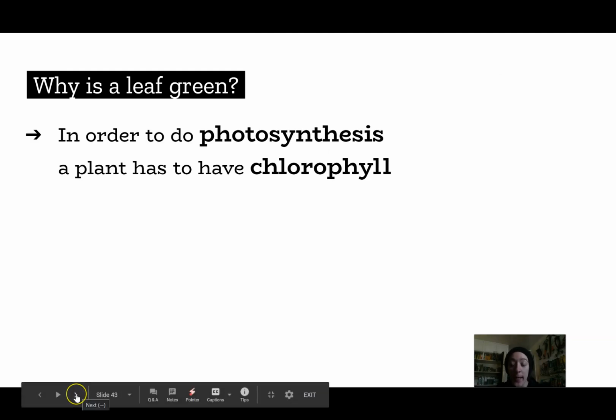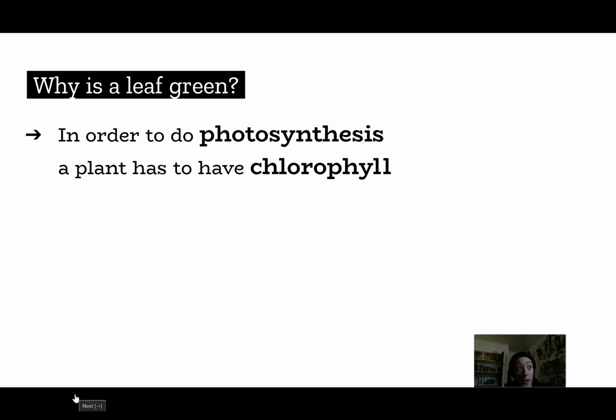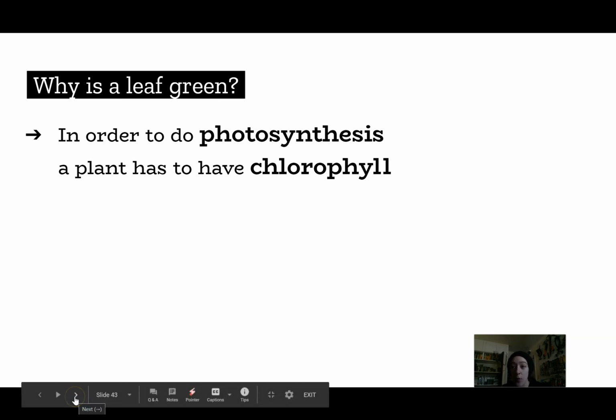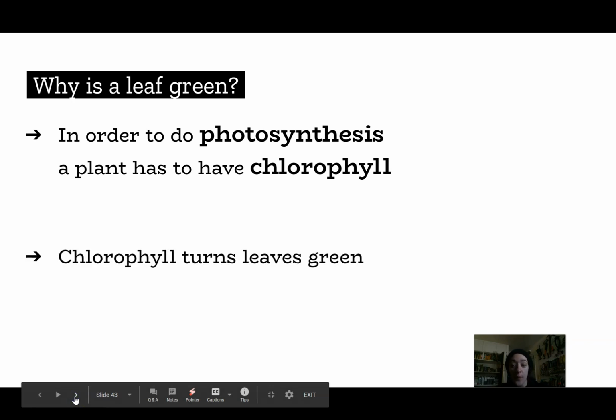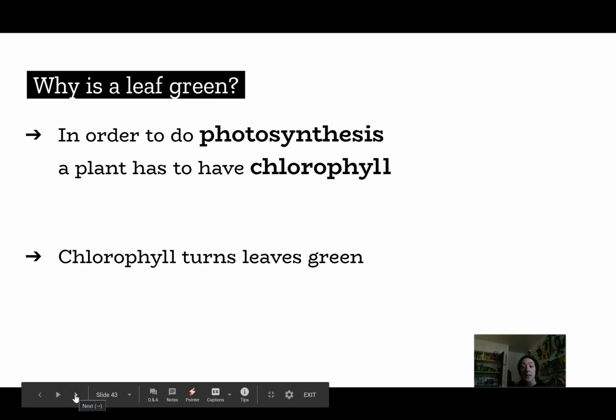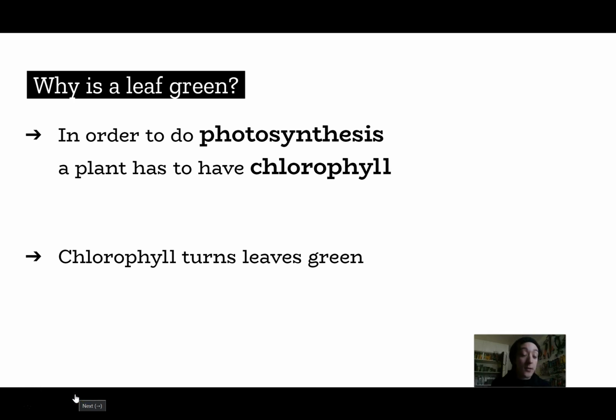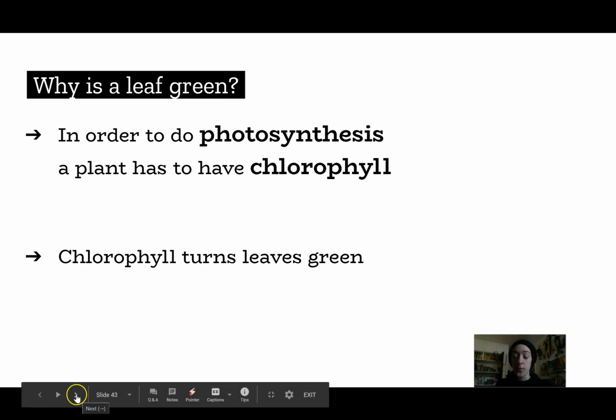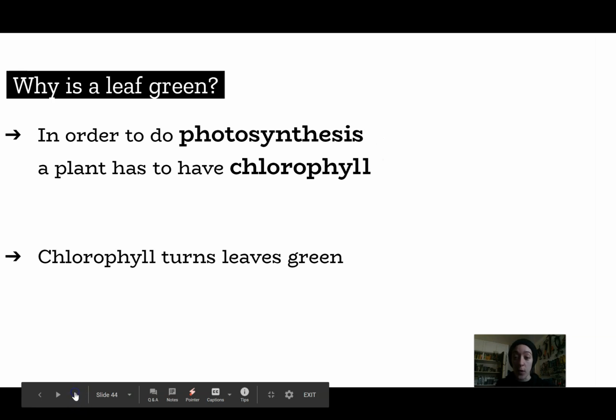Why is a leaf green and why is a leaf usually flat? In order to do photosynthesis, a plant has to have chlorophyll inside of it. And you guys might remember when we learned about plant cells, that plant cells have chloroplasts and chlorophyll inside of them. And chlorophyll is what turns leaves green, right? It's a greenish colored pigment. So leaves are usually green because they have to have chlorophyll inside of them so that they can soak up sunlight and do the job of photosynthesis. Leaves are really important for a plant.